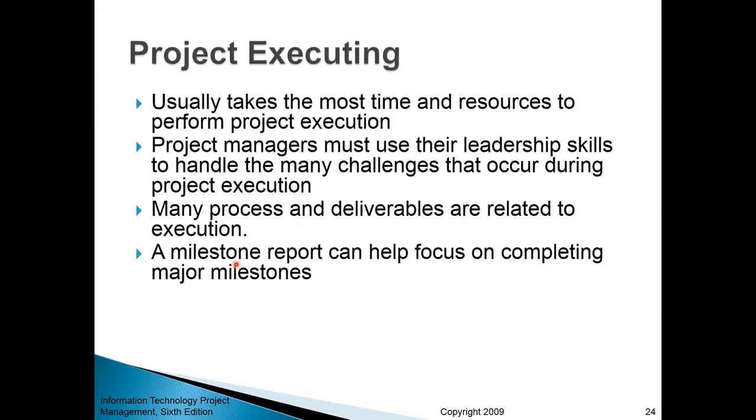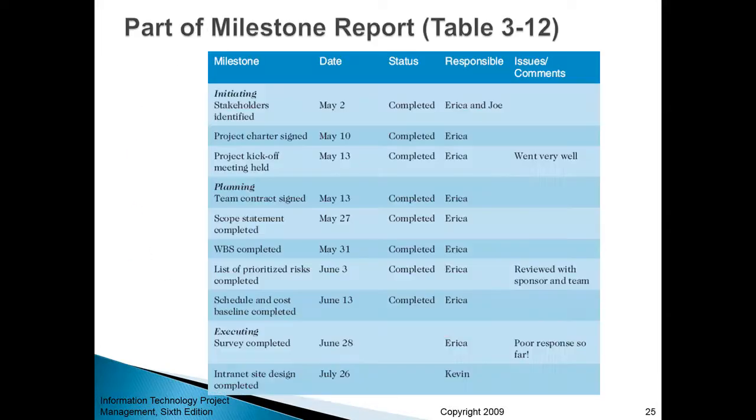Many processes and deliverables are related to execution. Milestone report is one of the most important deliverables. It basically tells all the stakeholders whether you achieved a particular date and when you achieve a particular important milestone. A milestone is not necessarily a specific task. It can be a combination of specific tasks.